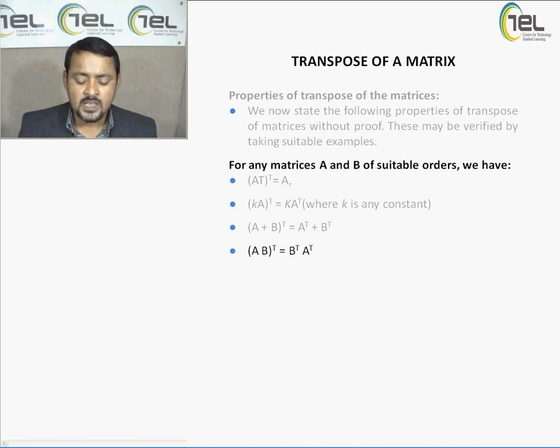The next is AB, multiplication of A and B. If you find the transpose of AB, it is exactly equal to B transpose multiplied by A transpose, or A transpose multiplied by B transpose, whatever is possible under that circumstance.